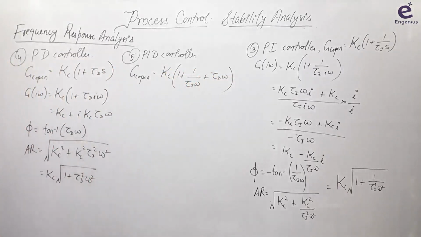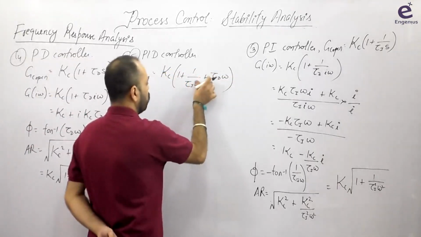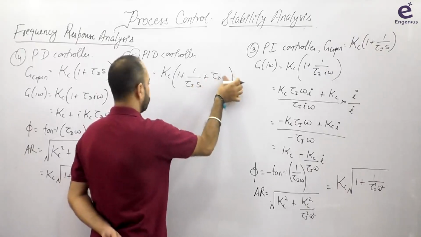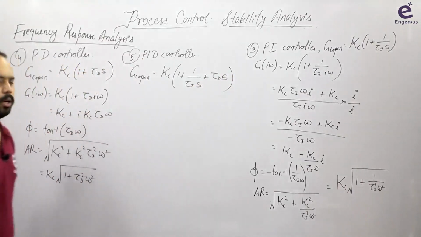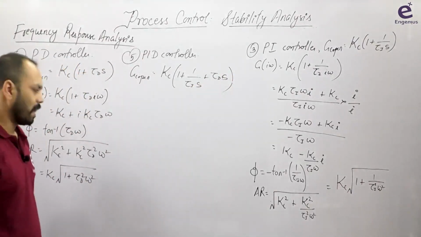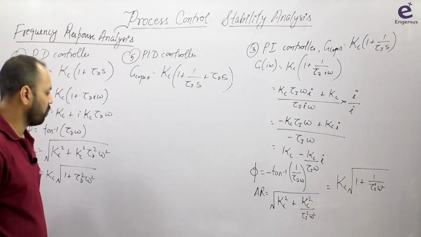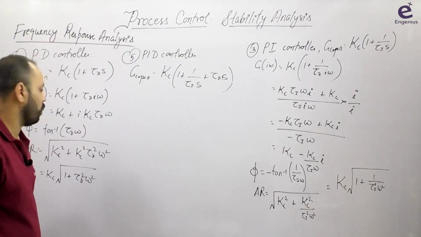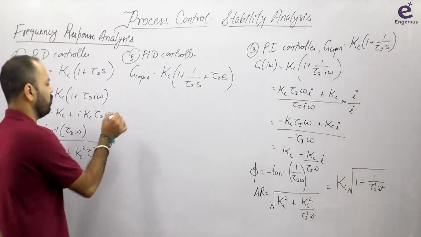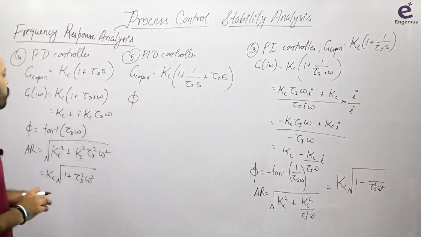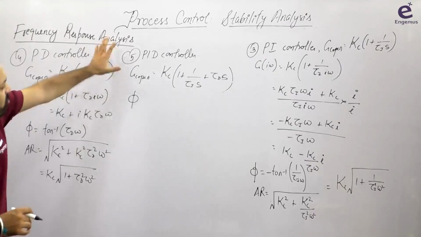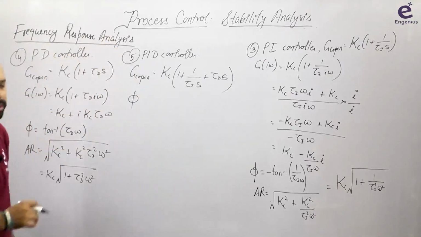Right. Now put, this is tau d s. Okay. Put s is equal to iota omega. Try to write in the standard form. Let's see what result we are getting, what amplitude ratio and phase angle we are getting. I think in this one I have done a lot of calculation, so please excuse me, you can do this calculation on your own. Put s is equal to iota omega, convert this into the standard form of a complex number.